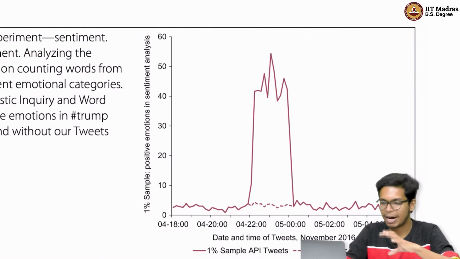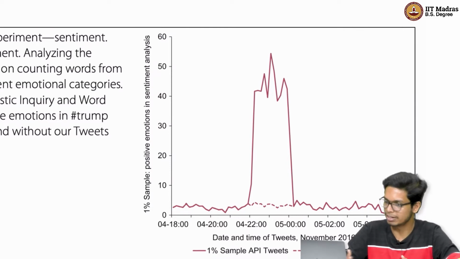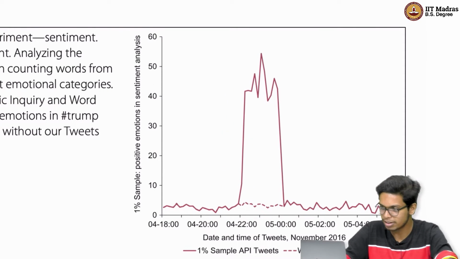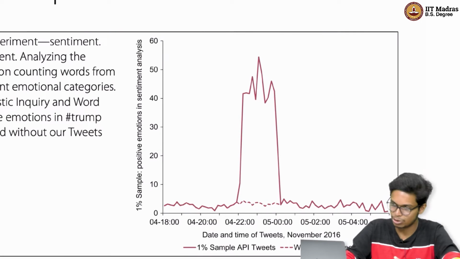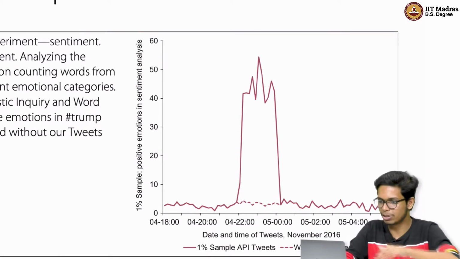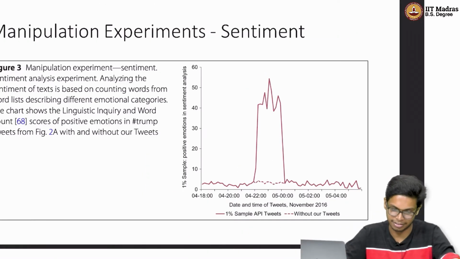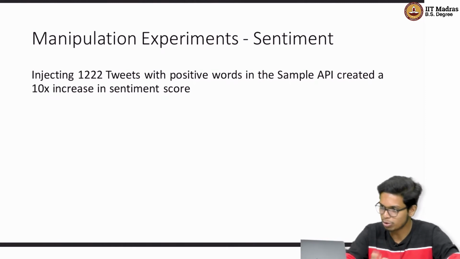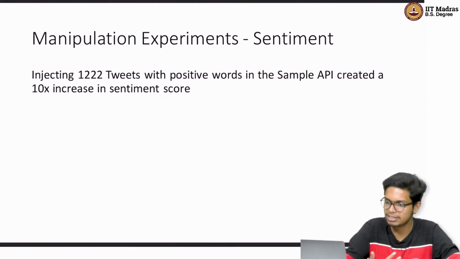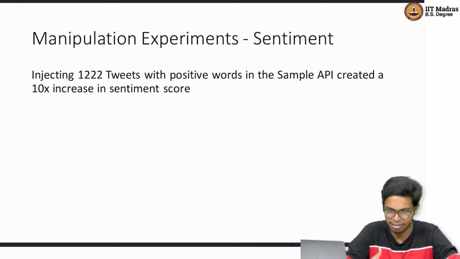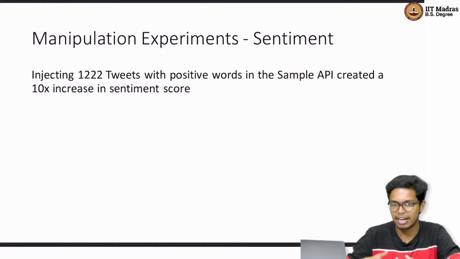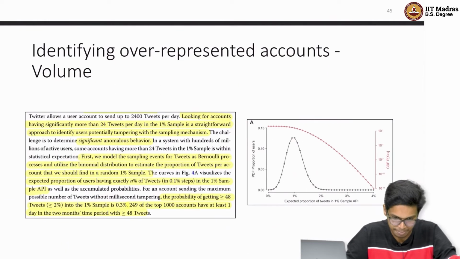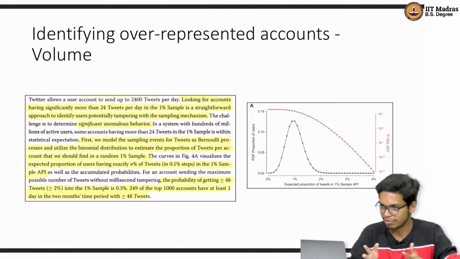It sort of biases all your analysis, all your construct validity goes for a toss, because if it was truly random, it would have looked something like the bottom line here, but since I've already manipulated this Twitter dump, the positive sentiment of the tweets jumps, and we do not want these sort of manipulations, right? So injecting these tweets with very positive words in the API created a 10-fold increase in the sentiment score, and if we observe these sorts of biases, these can again threaten the external validity of all of our subsequent analysis. So this finishes the first part of the second paper that we are looking into.